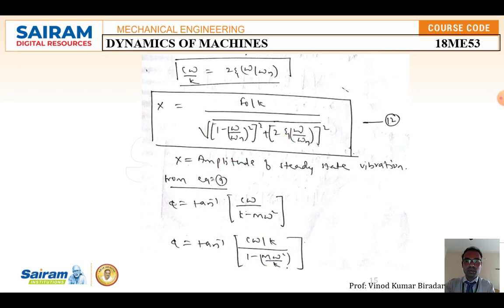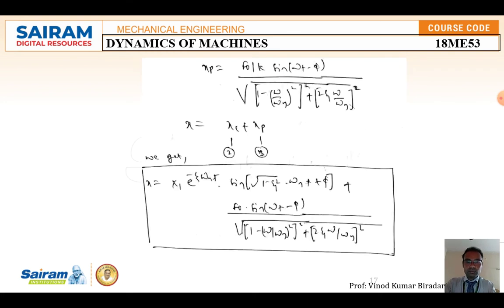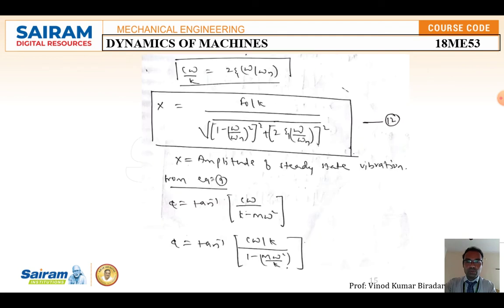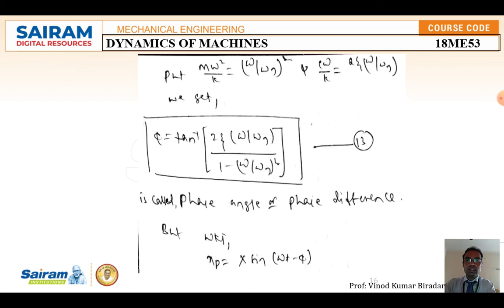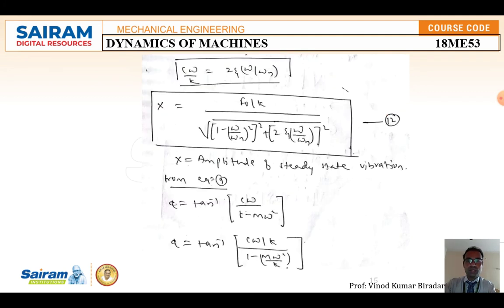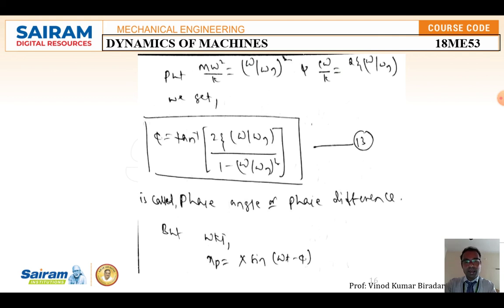Again, from equation number 9, we know that phi is equal to tan inverse of c omega by k minus m omega square. If you divide by k, you get c omega by k over 1 minus m omega square by k. Put these two values, m omega square by k and c omega by k, and we get phi equal to tan inverse of 2 zeta omega by omega n divided by 1 minus (omega by omega n) whole square. Call this equation number 13. This equation is called the phase angle, or the phase difference, of the steady state maximum amplitude.